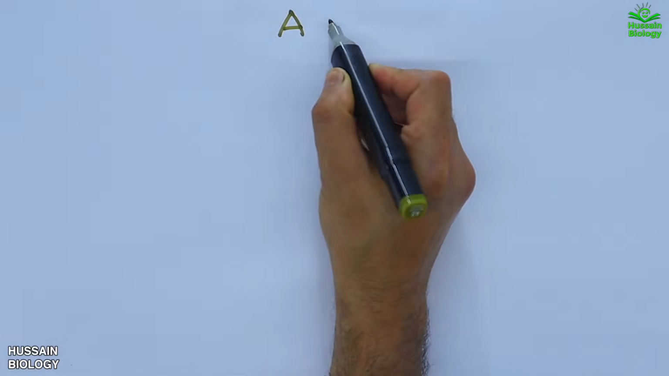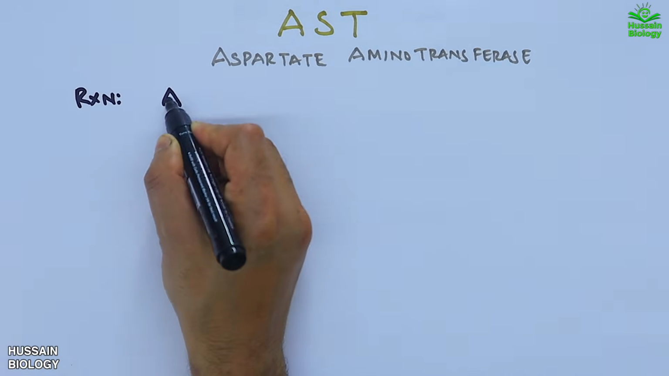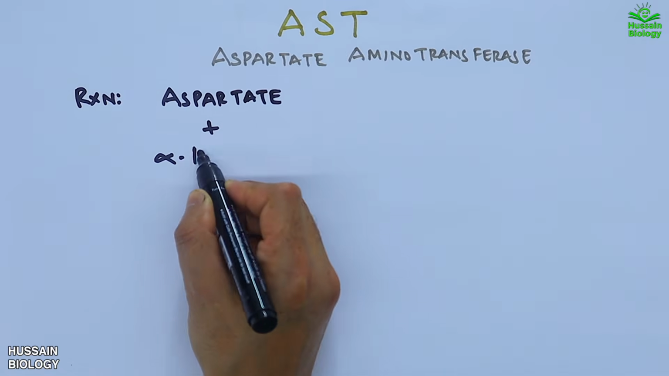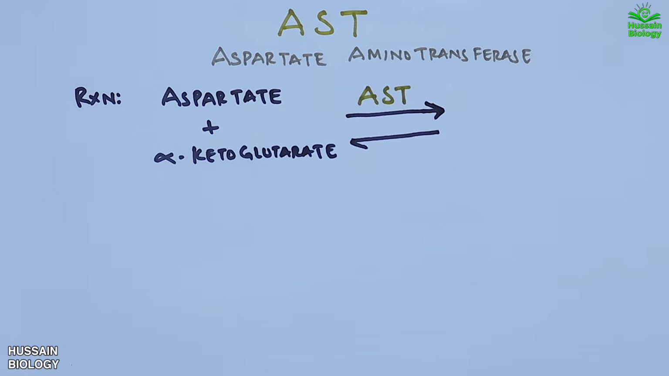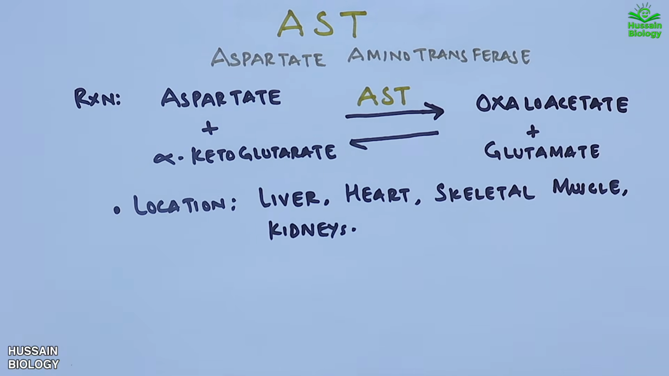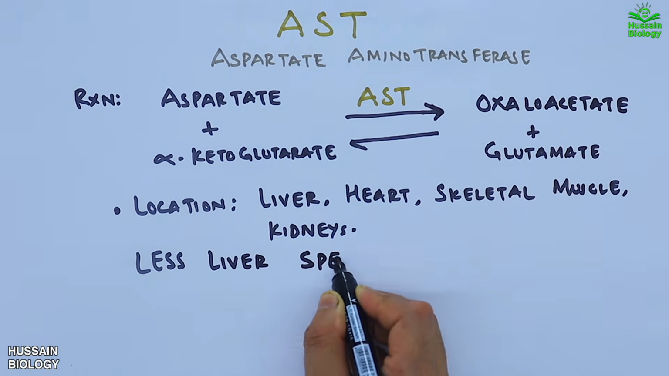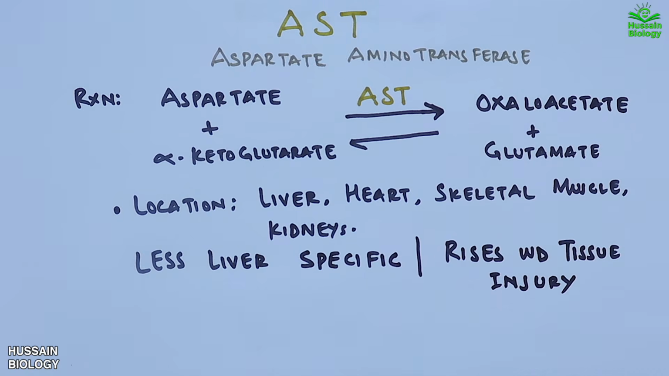Second is AST, aspartate aminotransferase. Similar to ALT, AST is also involved in amino acid metabolism. In this reaction, AST catalyzes the conversion of aspartate and alpha-ketoglutarate into oxaloacetate and glutamate. It's found in several tissues throughout the body, including the liver, heart, skeletal muscles, and kidneys. Because AST is present in multiple organs, it's considered less liver-specific than ALT. When any of these tissues are damaged, AST can be released into the bloodstream, leading to elevated blood levels.